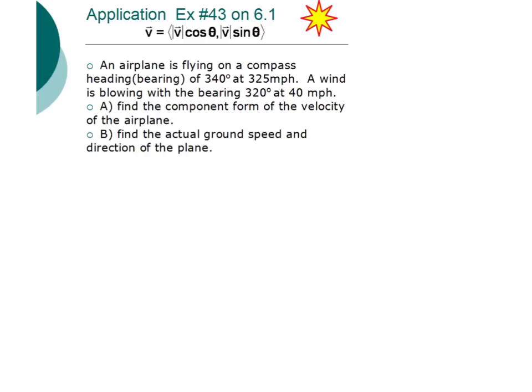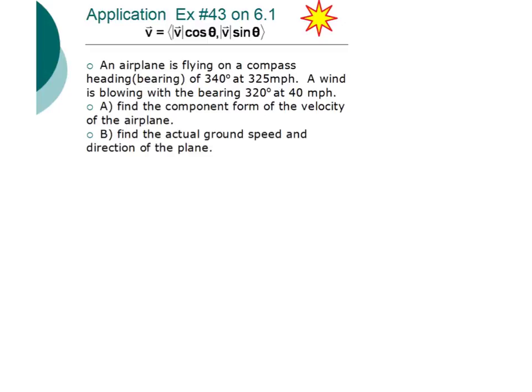Here's where we pull it all together and we take everything that we've done with vectors and we put it into one big old problem. So this is where it gets fun. Big star, this is an important problem. Several steps involved. We have an airplane. It's flying on a compass heading, which is a way of saying a bearing, of 340 degrees, 325 miles per hour. So there's your direction and your magnitude of your vector. However, we have a wind that's blowing with a bearing of 320 degrees at 40 miles per hour.